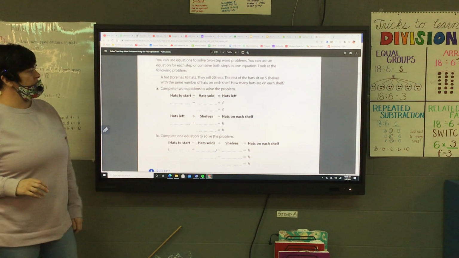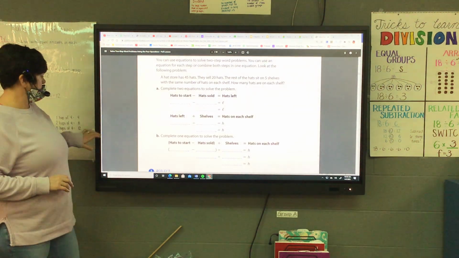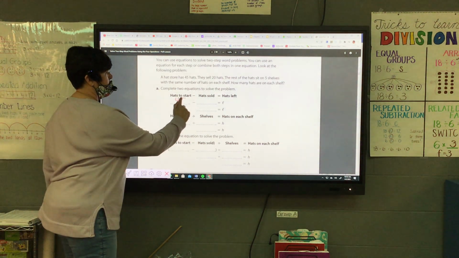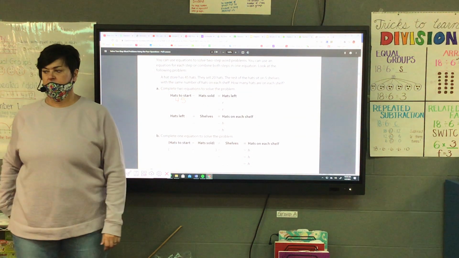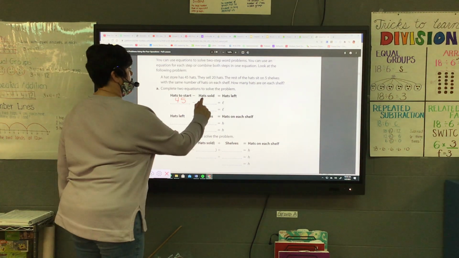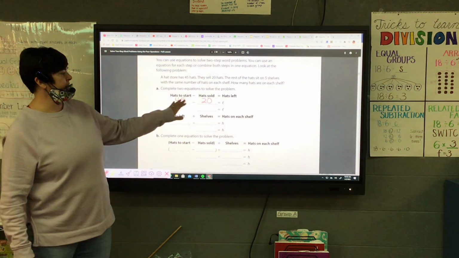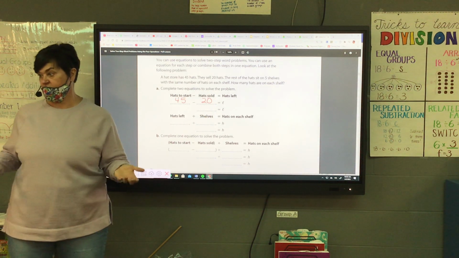How many hats does the store have? 45. Let's jot that down. So they have 45. How many do they sell? 20. So 45 minus 20 equals L. That means the number of hats left.